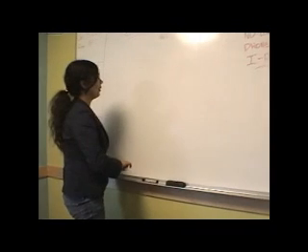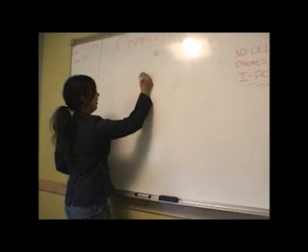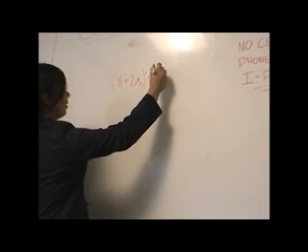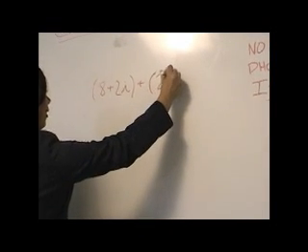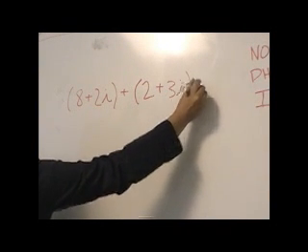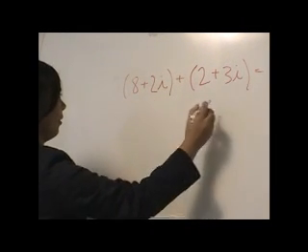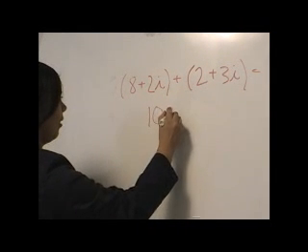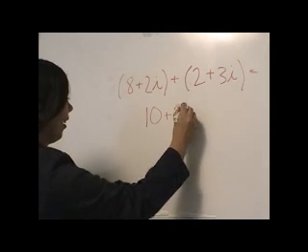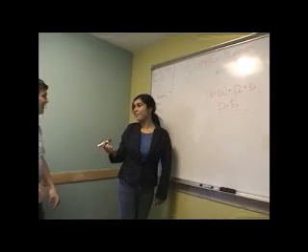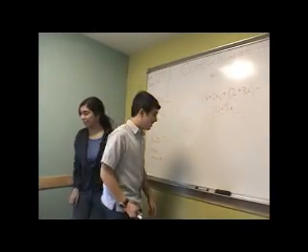Okay. So an example would be 8 plus 2i plus 2 plus 3i equals, so you combine the like terms, so it'd be 10 plus 5i. Answer. Very nicely done, Gertrude. Thank you.